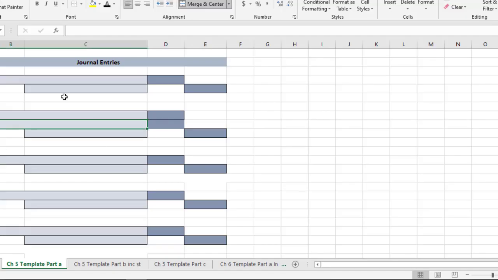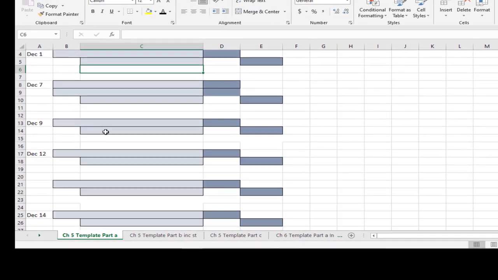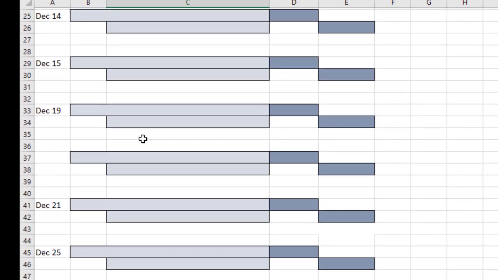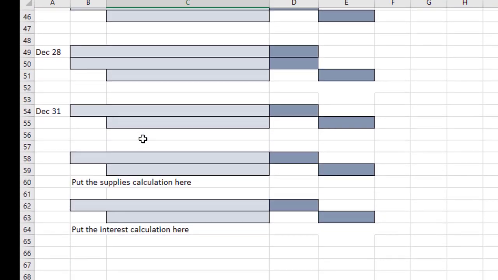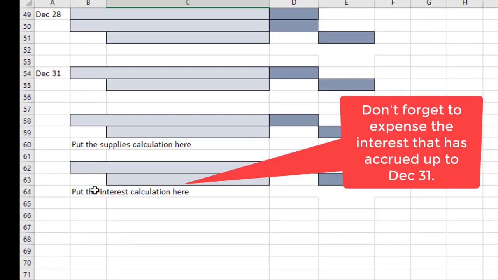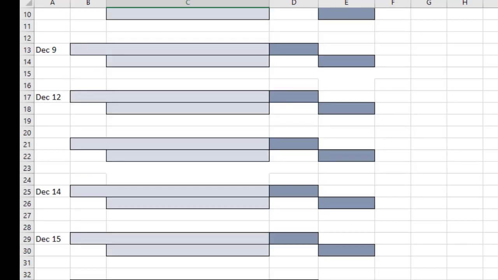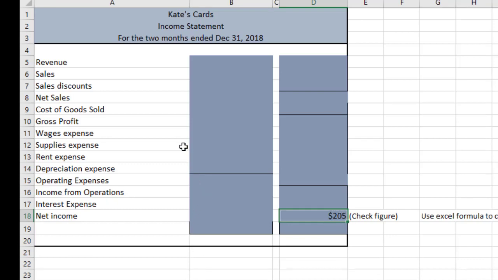Alright, so the template at first has part A, and it goes through and gives you a spot to do the different journal entries. And then when it comes time to do the supplies and the interest, put your calculation in here so that I can see how the amount was calculated. Part B is to do your income statement. It provides you with the different parts to it. You just got to fill in the different amounts, and then here's your check figure.